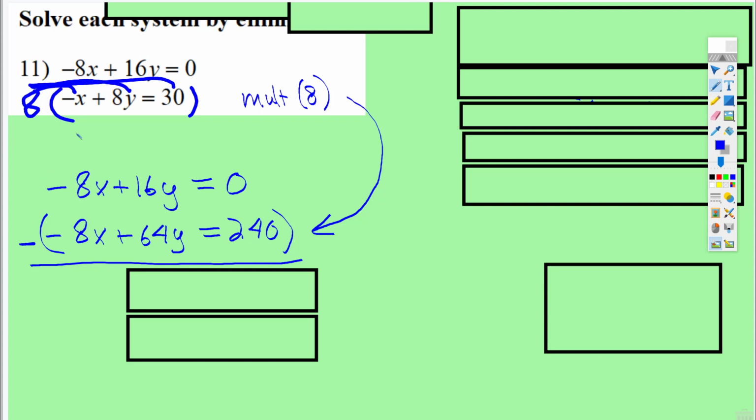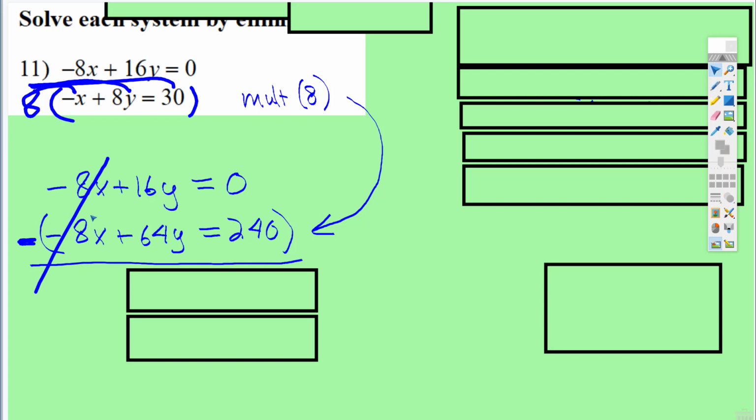I have the original top equation, and now I'm going to subtract this whole line. If we would have multiplied this entire row by negative 8, then this would have been positive 8x, this would have been negative 64y, and this would have been negative 240. And then you could have added the columns. But because we just multiplied it by 8, we're going to use the subtraction method. Any number subtract itself cancels.